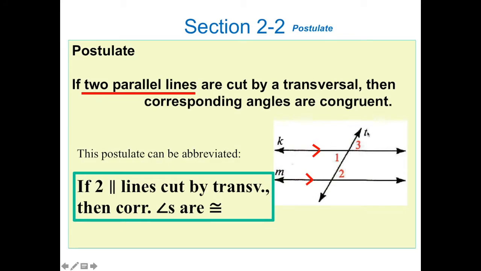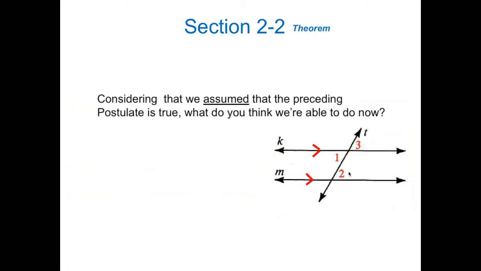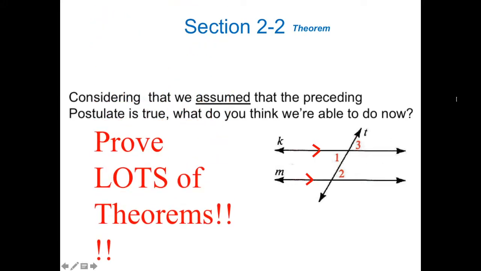Interesting here. I see angle 3, angle 2. That helps us out with the postulate, but wait, we have another angle down here. Why is that there? What do you think we can do now? It turns out we had to make one assumption: angle 3 is congruent to angle 2 because we assume corresponding angles are congruent. It was a pretty safe assumption. Nobody's been able to disprove that yet. So what do you think we're able to do now?